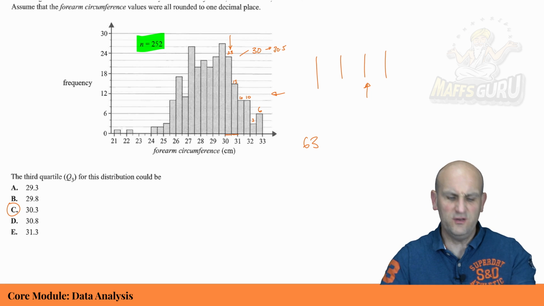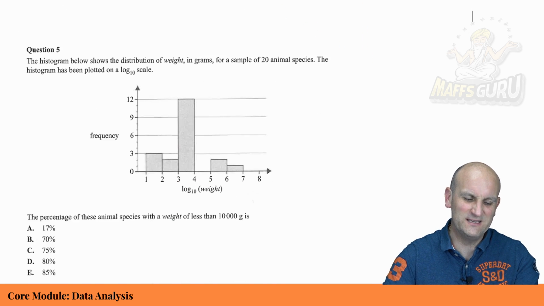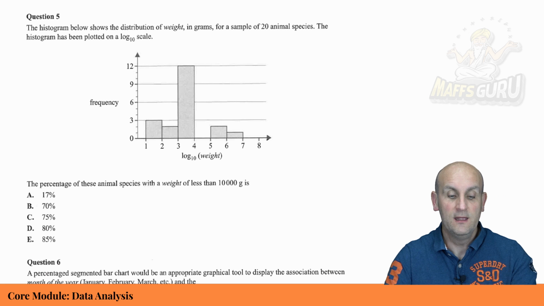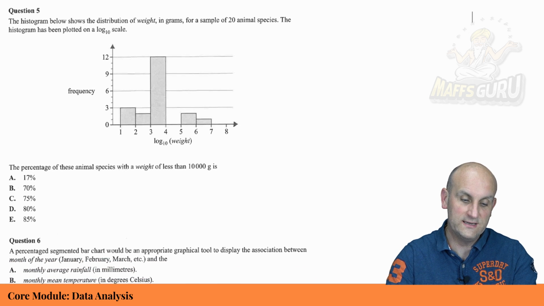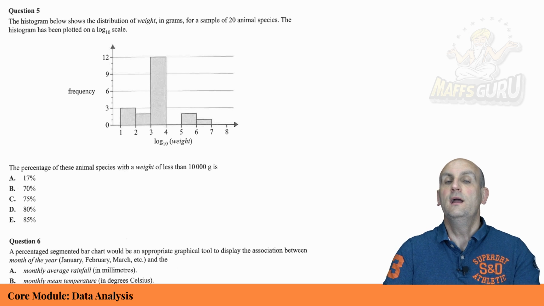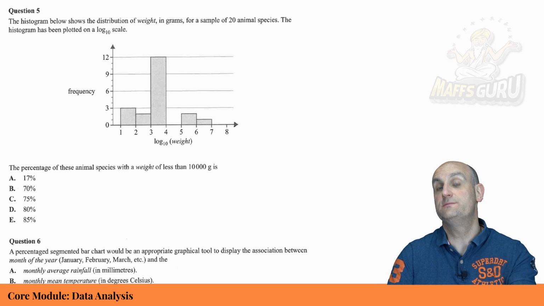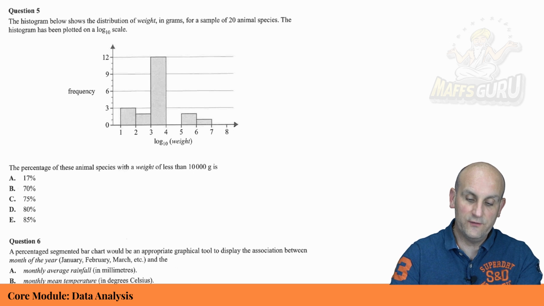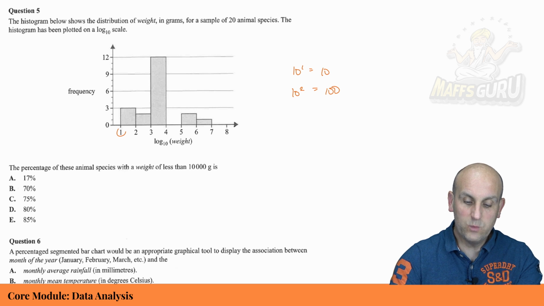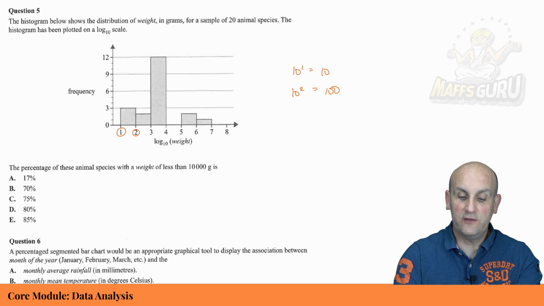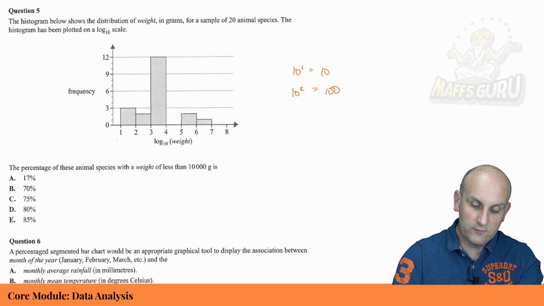All right, so again, a lot of quartiles and statistics-based questions, which obviously is the data section. A histogram below shows the distribution of weight in grams for a sample of 20 animal species. Right, it's a log scale. When I teach my kids at school, I always say, first things first, remember that 10 to the power of 1 is 10, 10 to the power of 2 is 100, and that these 1, 2, 3 numbers are just powers of 10. So I get my kids to write this out as 10, 100, 1000, 10,000.